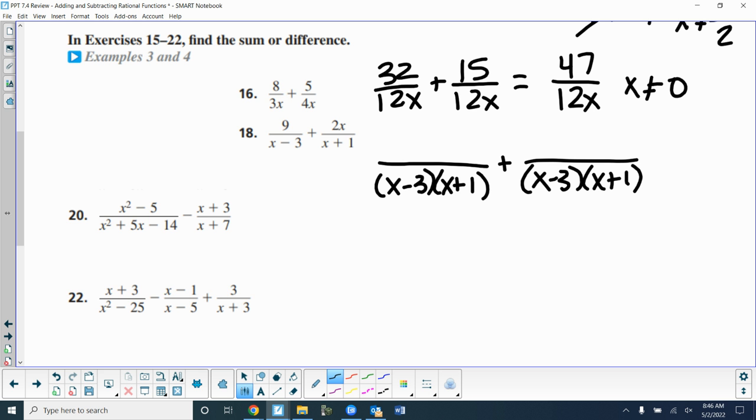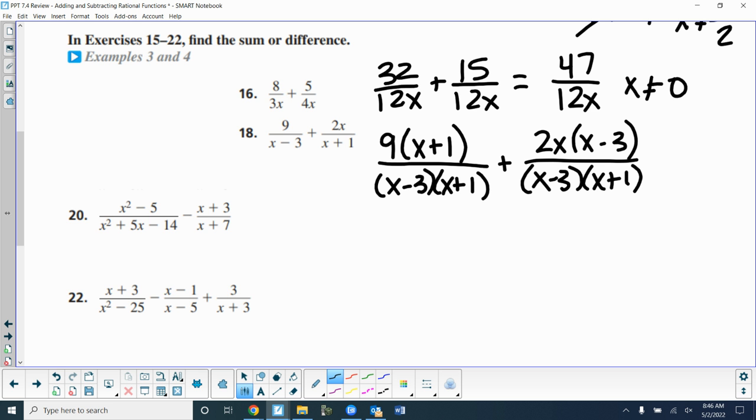Okay, so what did I multiply the original denominator by? X plus 1. So I have to multiply the original numerator by the same thing. What did I multiply the original denominator by here? X minus 3. So I have to multiply the original numerator by that same thing. Right? That's the procedure. Okay?